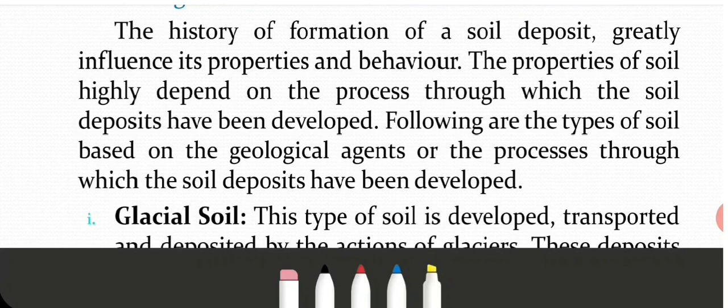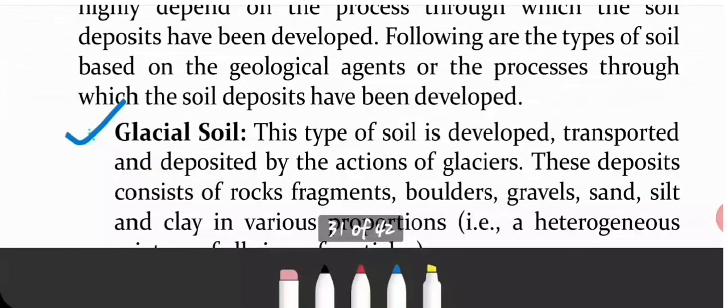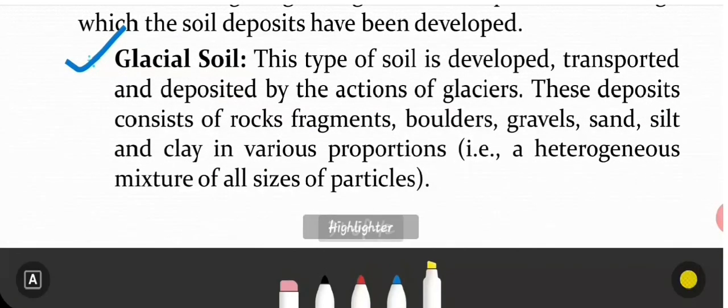Under the geological consideration, first is glacial soil. This type of soil is developed, transported, and deposited by the actions of glaciers. Glaciers means ice, big ice. Okay, these deposits consist of rock fragments, boulders, gravels, sands, silt, and clay in various proportions, that is a heterogeneous mixture of all sizes of particles.